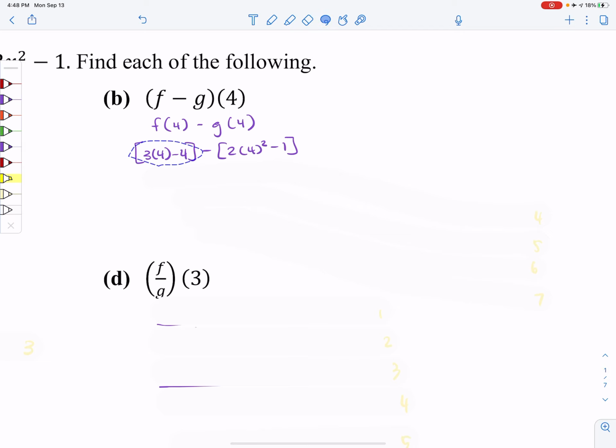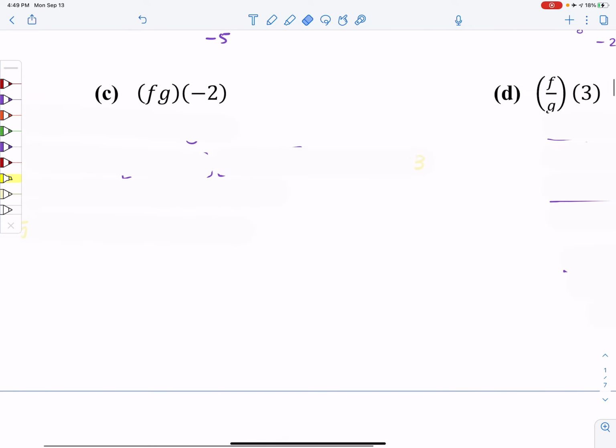So here you have 3 times 4, which is 12, 12 minus 4. And then over here on this one, 4 squared, doing powers first, 4 squared is 16. Then multiplication next, so 16 times 2 is 32. And then you want to subtract your 1. And then we will continue to work in the groups. So 12 minus 4 being the 8. And the other group is going to be that 32 minus 1 that I already mentioned. 32 minus 1 is 31. Combine your like terms, you have a negative 23. All right, let's go over to part C.